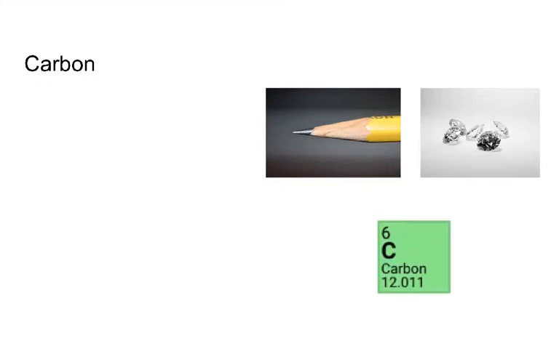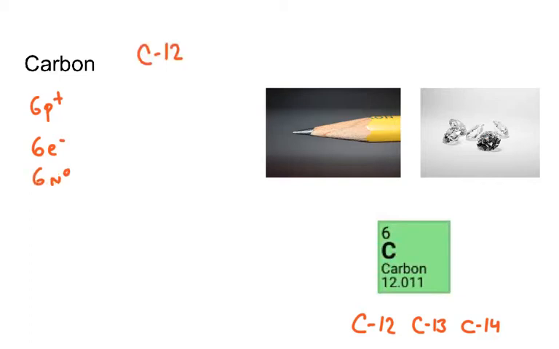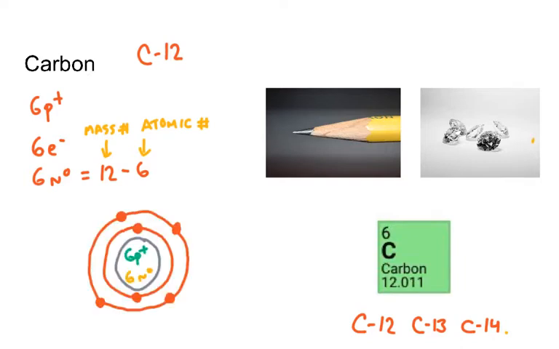Carbon, which is found in the tips of pencils as graphite or in jewelry as diamonds, has 6 protons per atom because its atomic number is 6. It also has 6 electrons if the atom is neutral, and 3 commonly occurring isotopes, carbon-12 being the most common. In a carbon-12 atom, there are 6 neutrons, because 12 minus 6 equals 6. 12 is the mass number, and 6 is the atomic number. Here's the Bohr model for carbon-12.